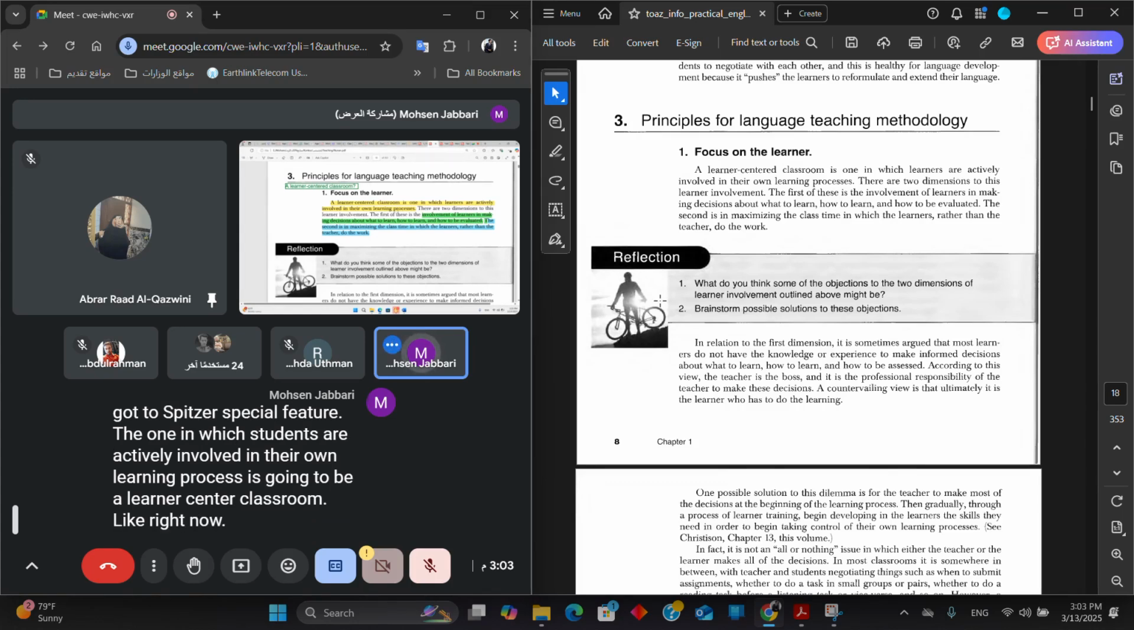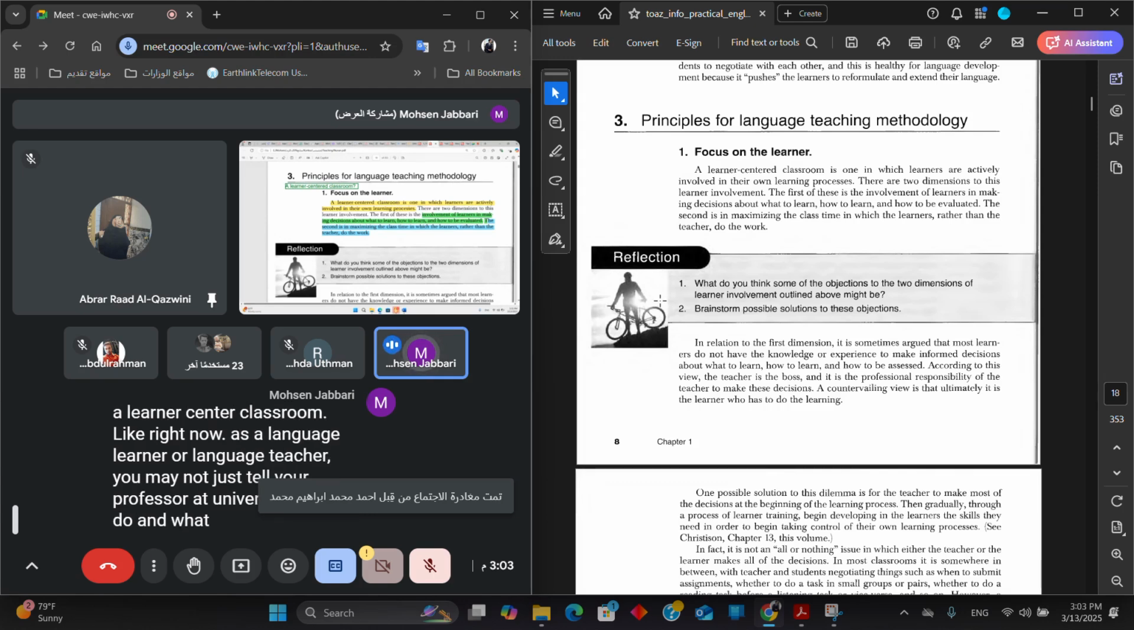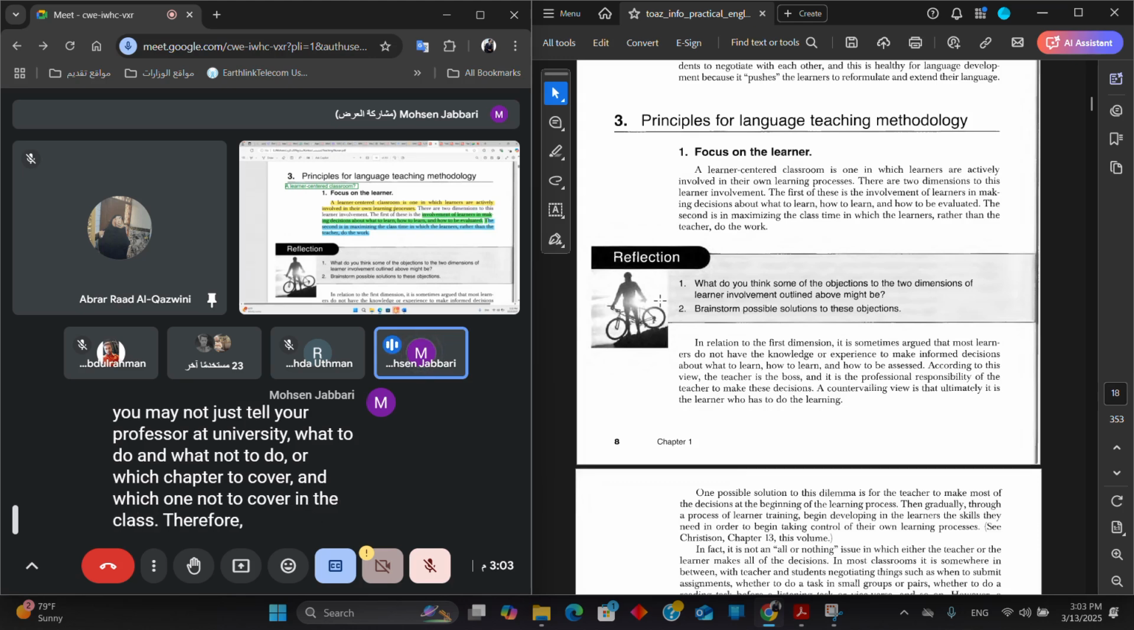Like right now, as a language learner or language teacher, you may not just tell your professor at university what to do and what not to do, or which chapter to cover and which one not to cover in the class. Therefore, my class, at least Professor Jabari's class, is not an example of a learner-centered classroom because you do not take up the responsibility of making decisions about what to learn or how to learn it or how to be evaluated. And the teacher does not even maximize the class time so that students learn how to do something.